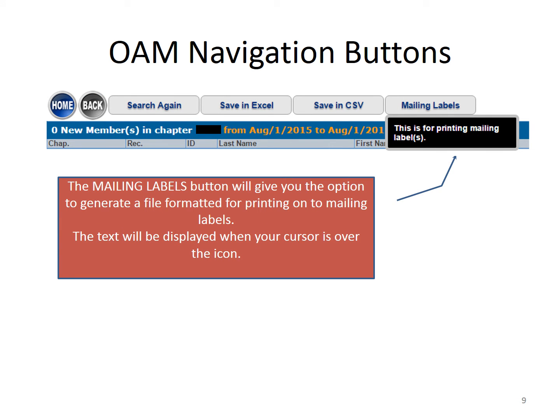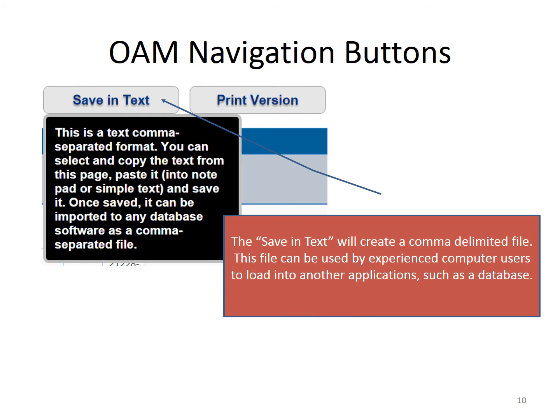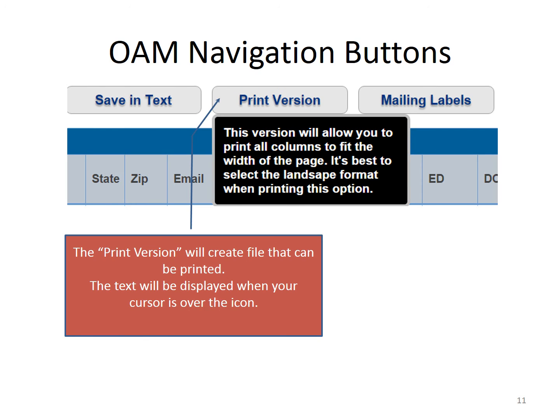In a few slides, we will discuss mailing labels in greater detail. Similar to the CSV option, the Save in Text will create a text file. The format is different than the CSV option. This option is not usually done except by experienced users. This option will produce a file that is more easily printed.